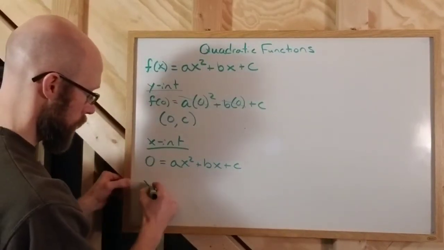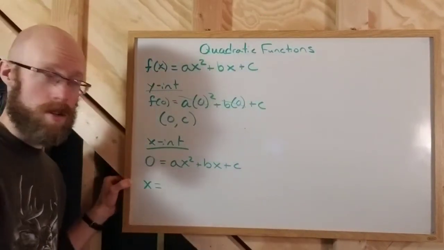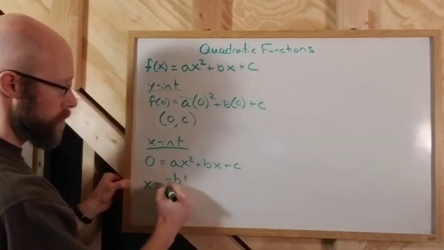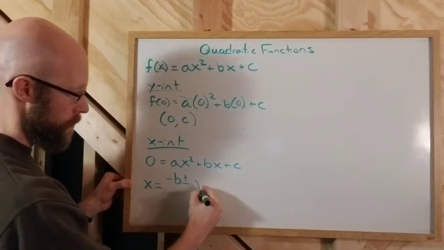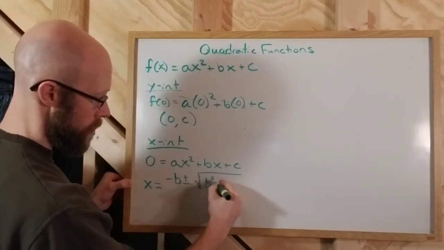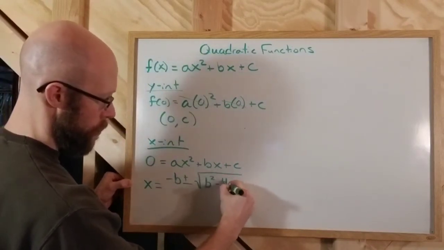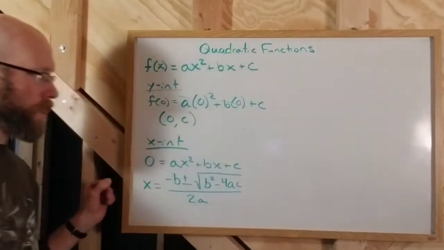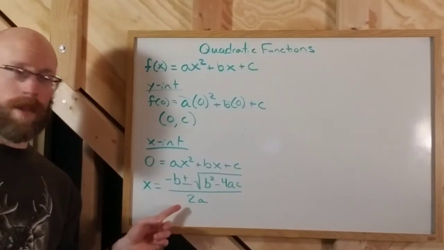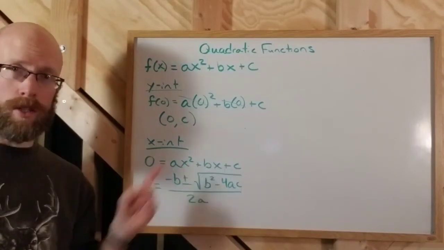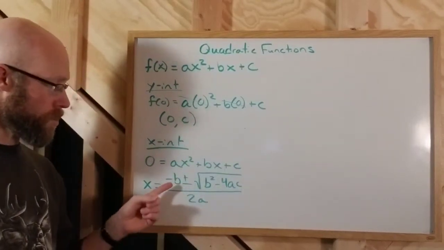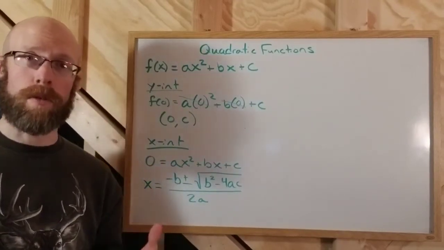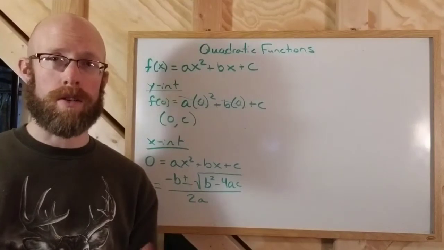So we have potentially two x-intercepts. One using negative b plus, one using negative b minus the square root of b squared minus 4ac all over 2a. So the quadratic formula is what solves a quadratic equation, and there are two answers, one with a plus and one with a minus. That would imply that we would have two x-intercepts.